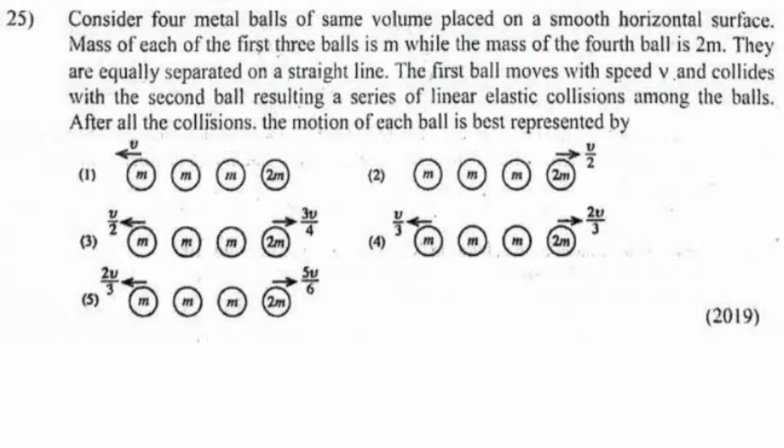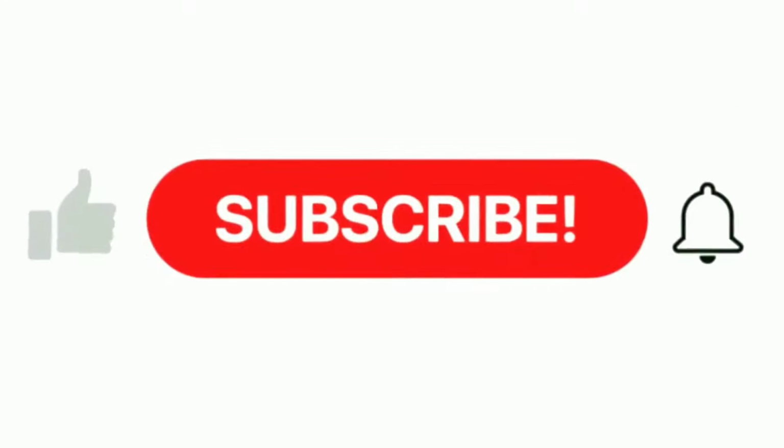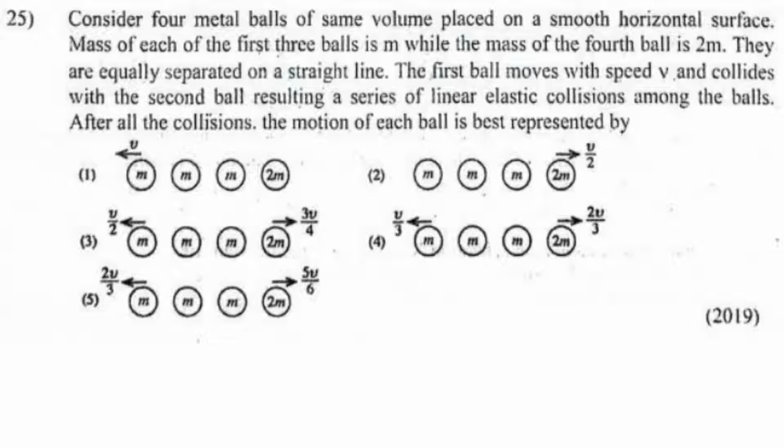Question 25. Consider 4 metal balls of the same volume placed on a smooth horizontal surface. The mass of the first 3 balls is m, while the mass of the fourth ball is 2m. They are equally separated on a straight line. The first ball moves with speed v and collides with the second ball, resulting in a series of linear elastic collisions among the balls. After the collisions, the motion of each ball is best represented by which option?